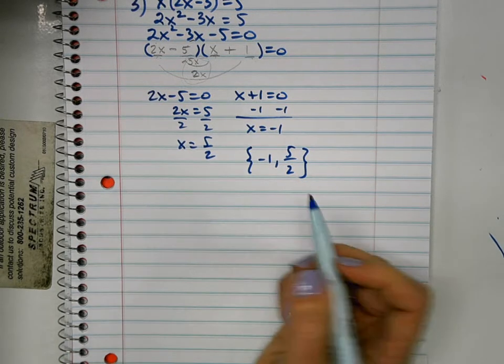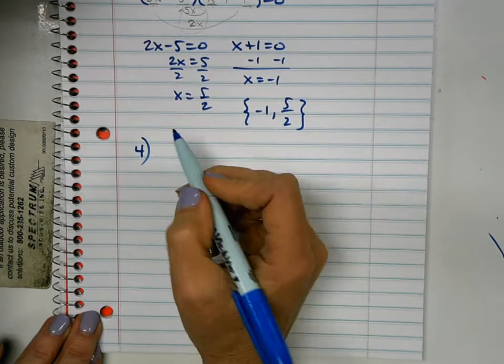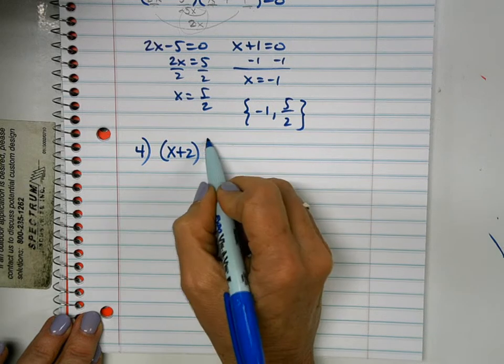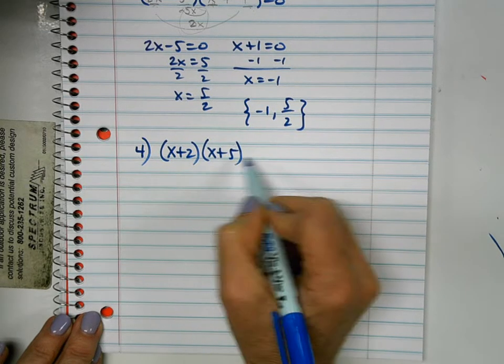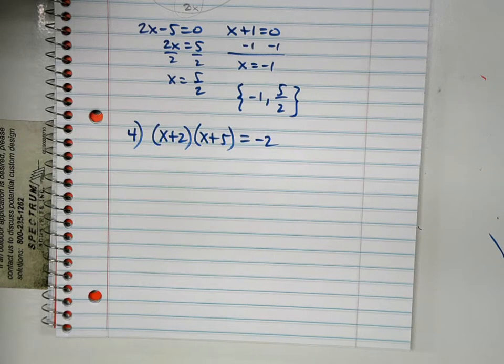Okay, let's try another one of these. The quantity x plus 2 times the quantity x plus 5 equals negative 2. Okay. This is all factored, but there's a problem. What's the problem? They don't equal 0. So since it doesn't equal 0, and just adding the 2 over, eventually I'm going to add the 2 over, but that's not going to do it for me. What are we going to have to do?